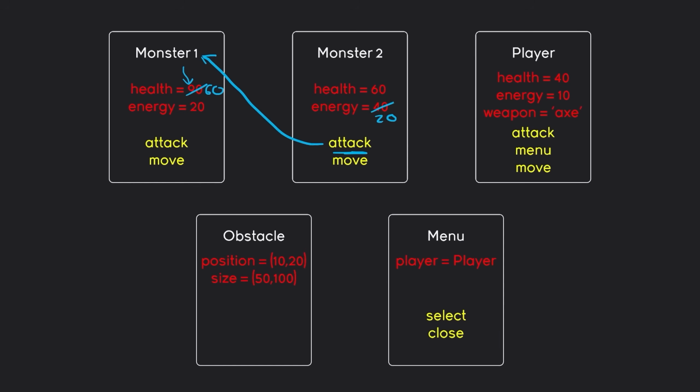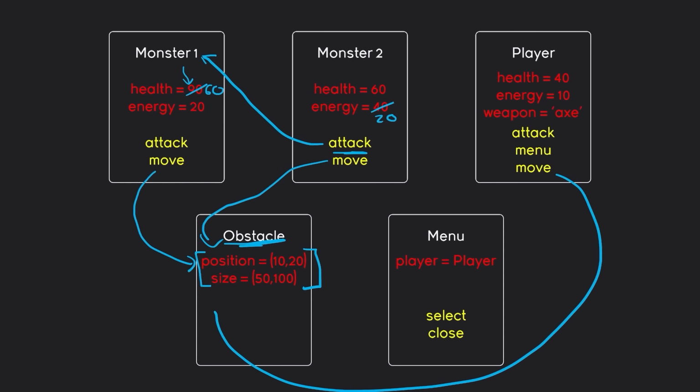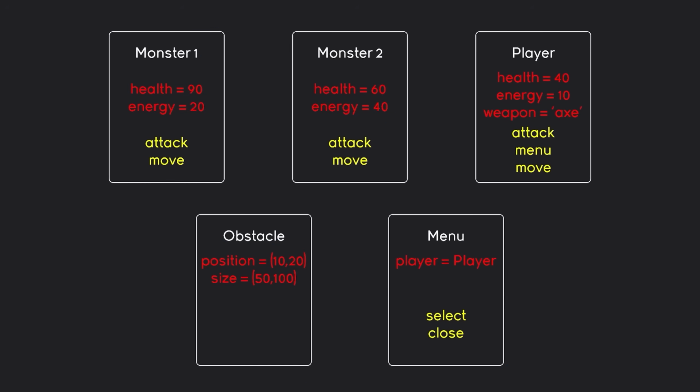What we can also do is have an object without any methods, like the obstacle here. And all the obstacle is, well, an object with a position and a size. And this we could use, for example, with the move method of any of the other classes. So the player and the monsters all have a move method, and this could interact with the obstacle. And let me clean this up.